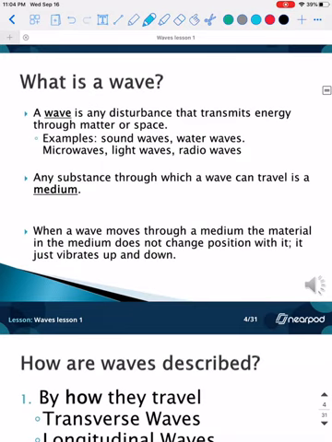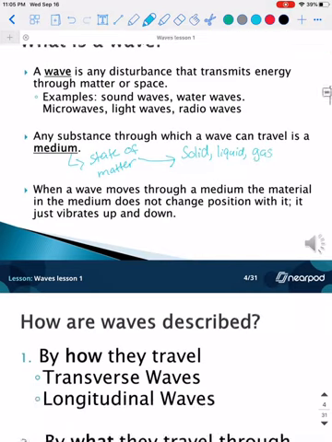So it says a wave is any disturbance that transmits energy through matter or space. And any substance with which a wave can travel is a medium. So if a wave is traveling through something, then it's a medium. Now remember, not all of them require mediums. Electromagnetic waves don't need mediums, but if it does require a medium, it's pretty much going to be a state of matter. And we already know our states of matter from our last test: a solid, liquid, or a gas. So these are all the different things that a wave can travel through.